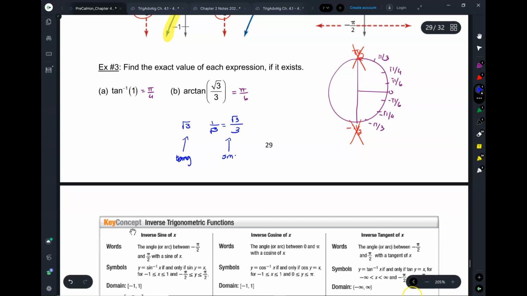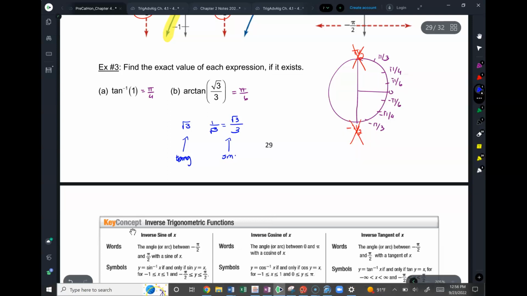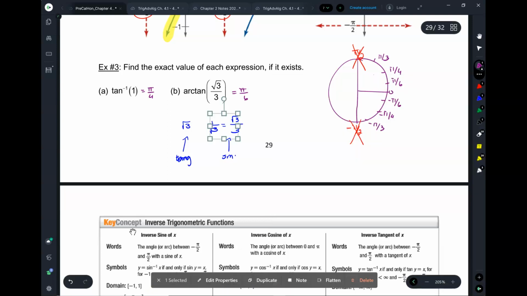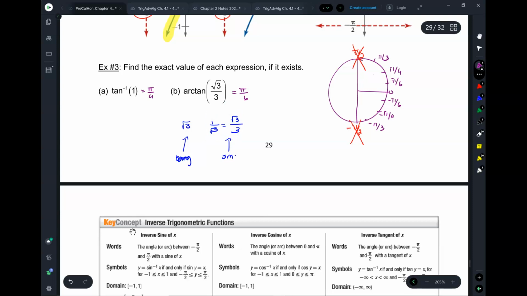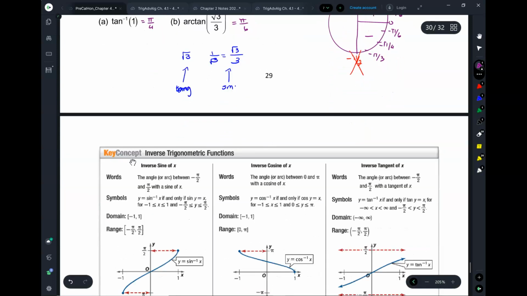I don't know if it's negative or positive. Oh, so in the first quadrant, in the top quadrant, is tangent positive or negative? Positive. And then in the bottom quadrant, negative. Okay, so, all right. We're good with this? Yeah.